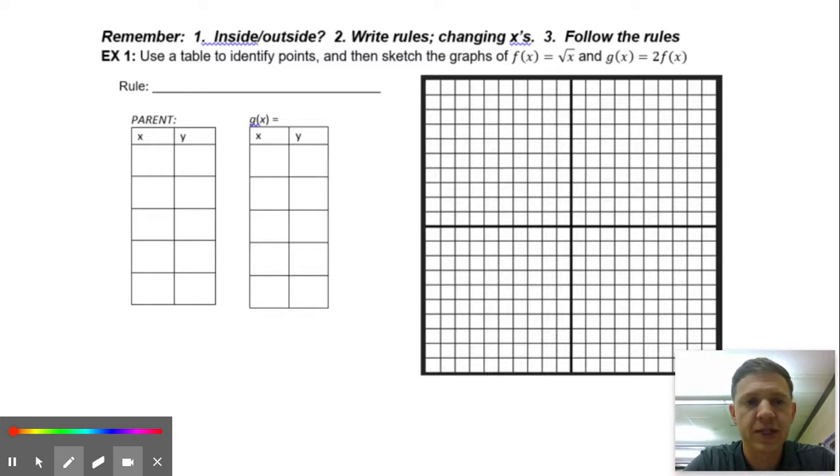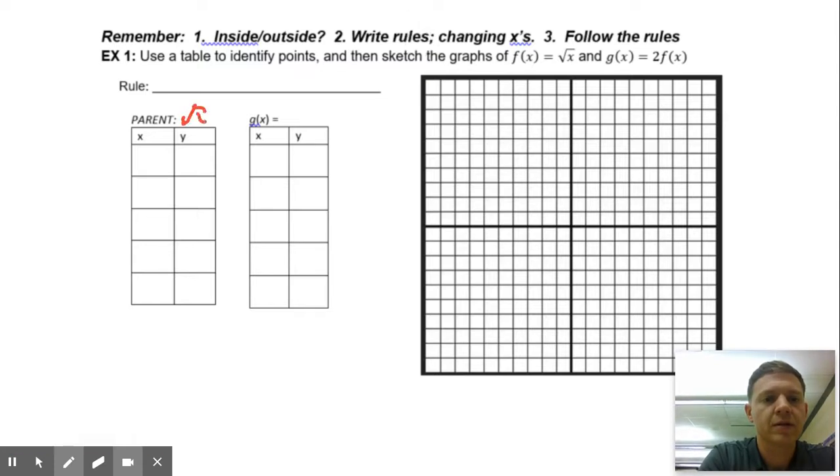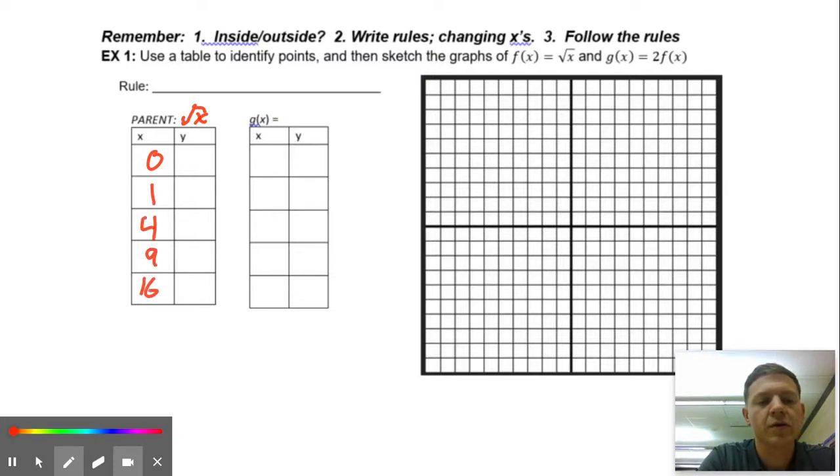This example says use a table to identify points and then sketch the graphs of f of x equals square root of x and g of x equals 2 times f of x. So f of x is the square root of x. I'll put that in there, our parent function, and give our regular table for square roots. There are the x's, because those are of course square rootable. Square root of 0 is 0, square root of 1 is 1, and so on.